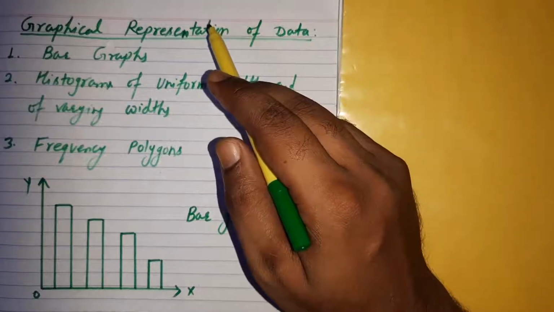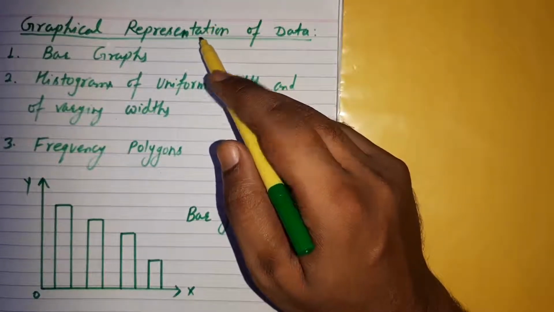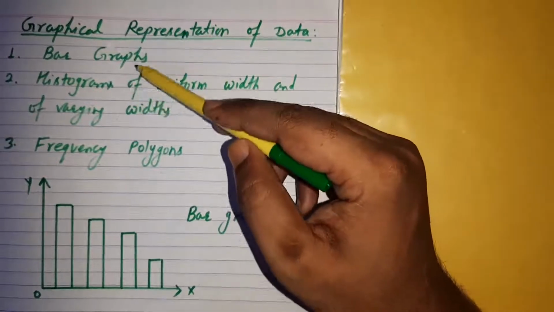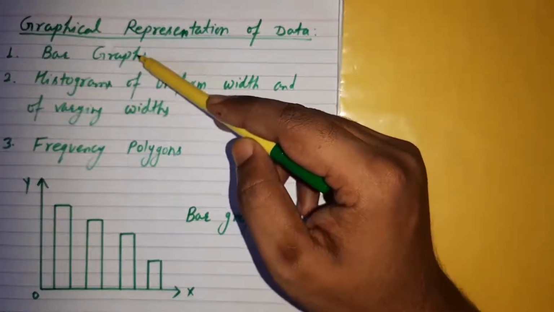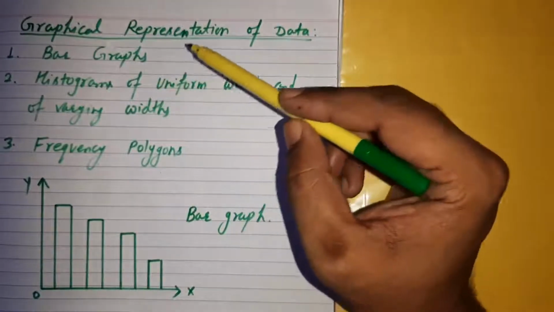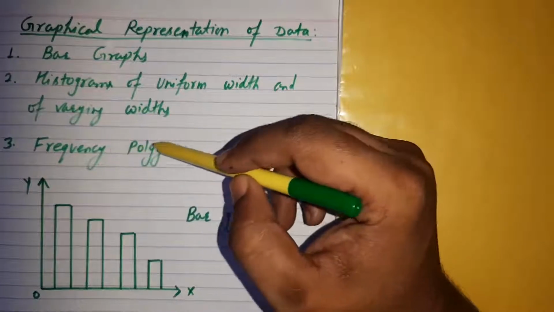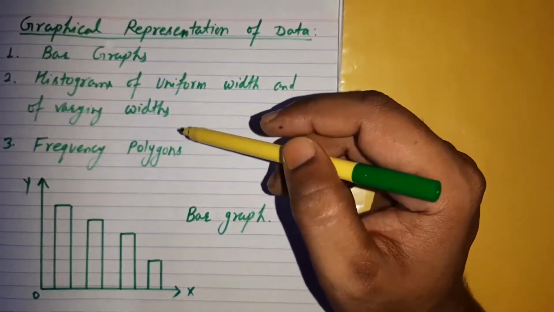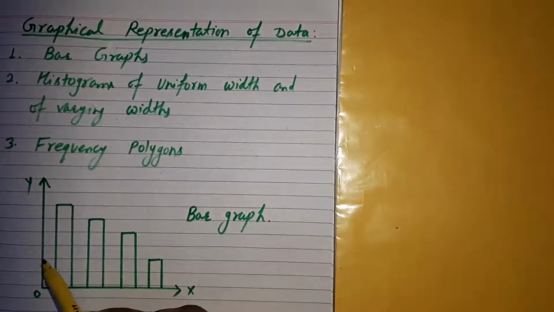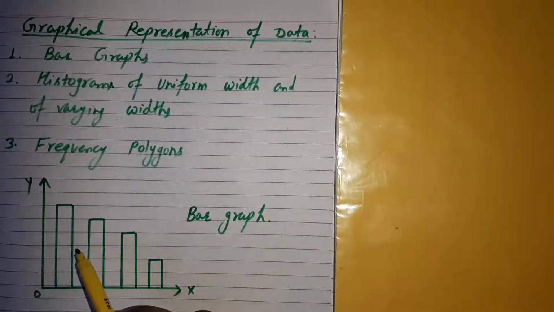So in this chapter we will study the following graphical representations. First one is the bar graph, second one is the histogram of uniform width and of varying widths, and third one is frequency polygons. Now a bar graph is a pictorial representation of data in which usually bars of uniform width are drawn with equal spacing between them on one axis.